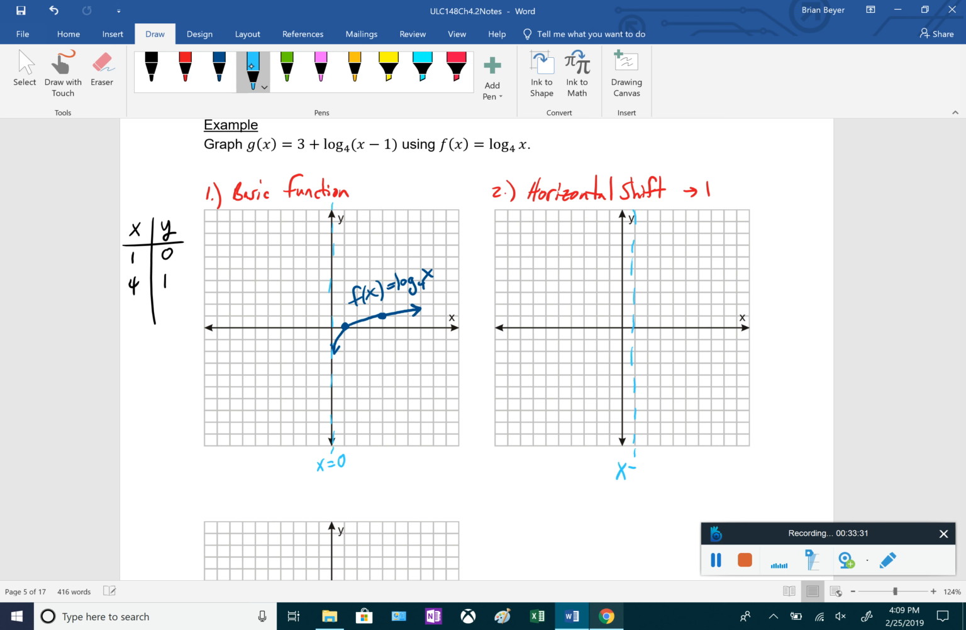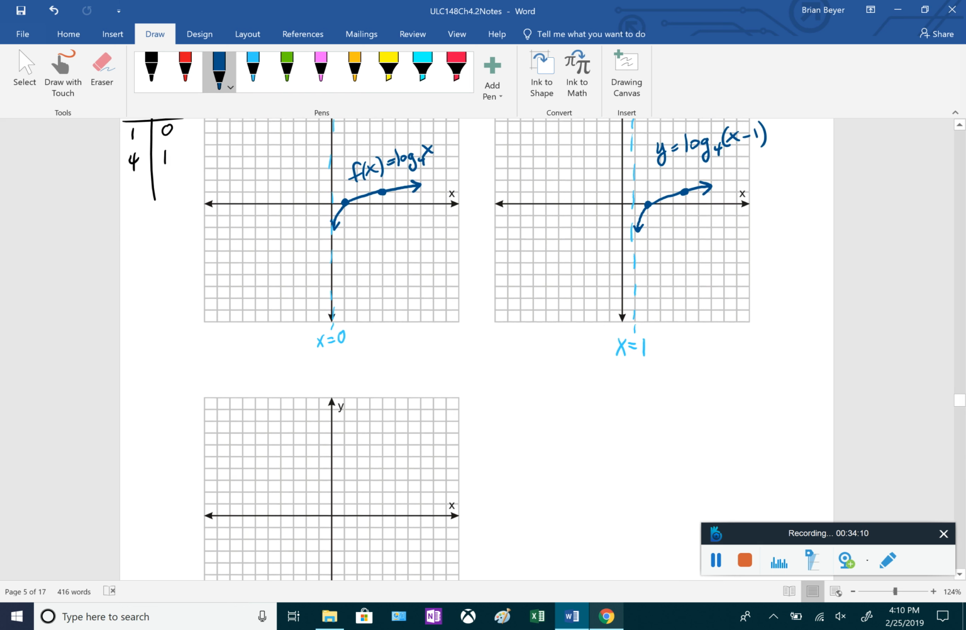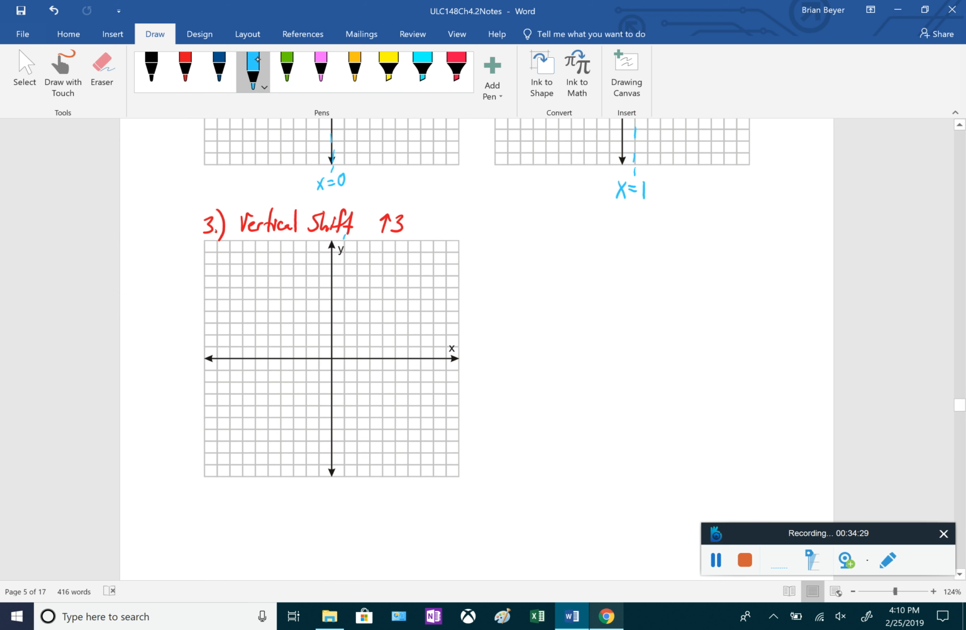And the last thing here is that plus 3. So the plus 3 is a vertical shift. So normally, remember, we would check for, so horizontal shift first, stretching and shrinking next, reflections third, and vertical shifts fourth. There are neither reflections or stretching or shrinking, so we go right to the vertical shift. And for the vertical shift, it's that plus 3, so that means we're going up 3. So we're going to move everything up 3 units.